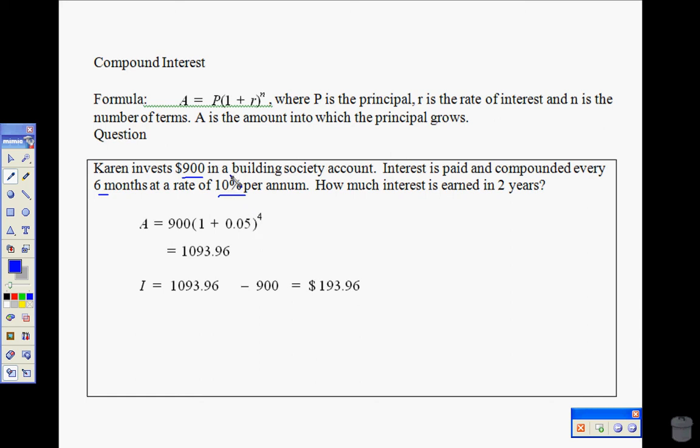So you have to halve it because we don't want it per annum, we want it per 6 months because we're calculating per 6 months. Because in 2 years, there's 4 lots of 6 months, so there's 4 terms. So we have to change our rate of interest. We have to make sure we get the right number of terms, and then that grows to $1,093.96. So $900 in 2 years becomes that, which means that we've earned $193.96 interest. So we've got to be careful that we get the right amount. We get the interest correct as well.